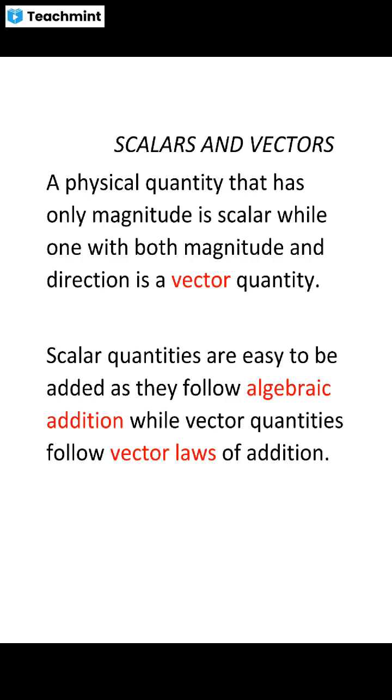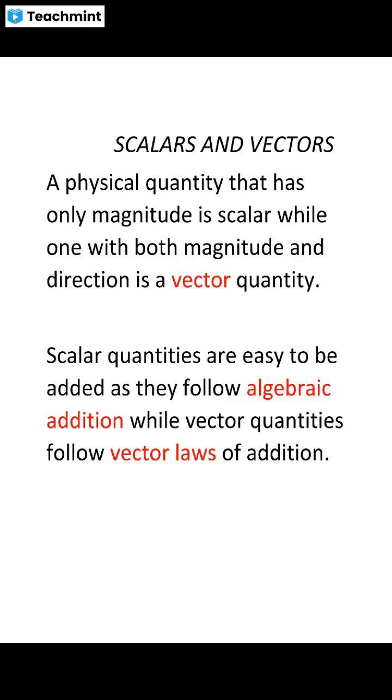So, what do we mean by that? A physical quantity that has only magnitude is called a scalar quantity, while a physical quantity that has both magnitude and direction is called a vector quantity. What do we mean by it has both magnitude and direction? Yes, there are some quantities, if we don't mention their magnitude and direction, they will not pass a complete sense.